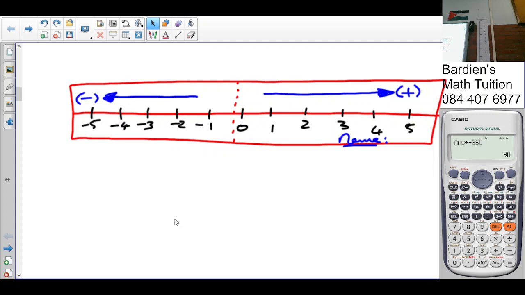Alright, so let's see if this thing works. The first sum is 3 minus 8. So write down the first sum is 3 minus 8. A few examples now to check if the number line works.